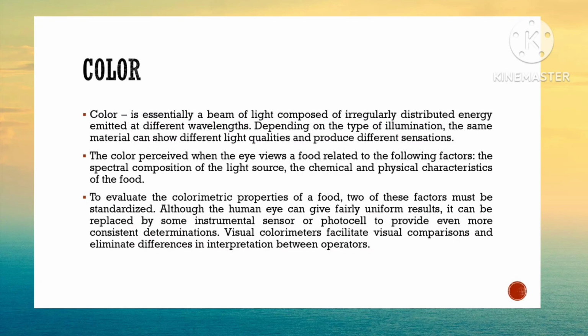Color. Color is essentially a beam of light composed of irregularly distributed energy emitted at different wavelengths. Depending on the type of illumination, the same material can show different light qualities and produce different sensations. The color perceived when the eye views a food is related to the following factors: the spectral composition of the light source, and the chemical and physical characteristics of the food.